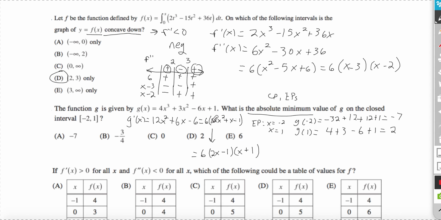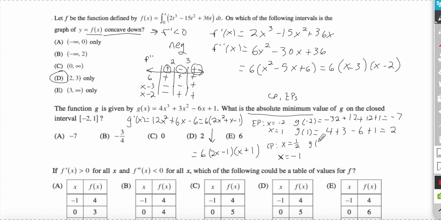Just to check, make sure we get back here. 2x times x gives me 2x squared. 2x times 1 gives me 2x. Minus 1 times x, so I'd subtract x. That'll give me positive x. There we go. Sounds good. So what are my critical points? My critical points come from this thing I'm looking at here. My critical points then are x equals half from here, and x equals negative 1.